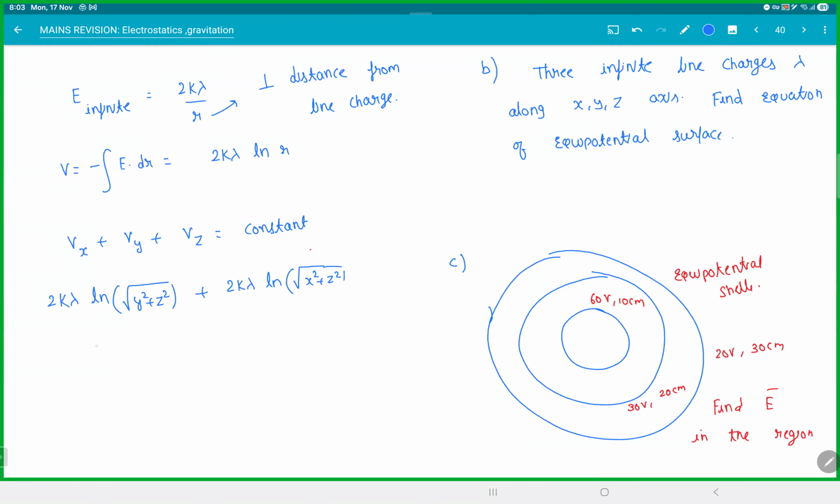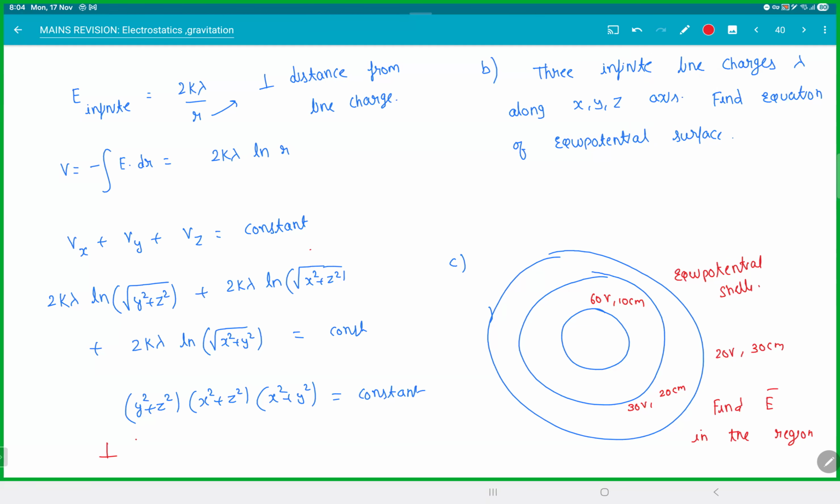This thing, we first encountered in rotational mechanics, because in moment of inertia mr square, what is r? Perpendicular distance from the axis. This is x square plus y square equal to constant. Ln terms can be added up, and you end up with y square plus z square, x square plus z square into x square plus y square. Options were given like this: x plus y into y plus z into x plus z is constant. This is one of the options. So this is the equation of the surface which is equipotential.